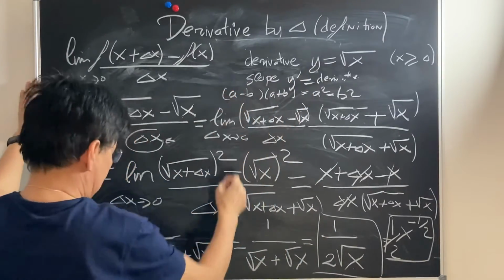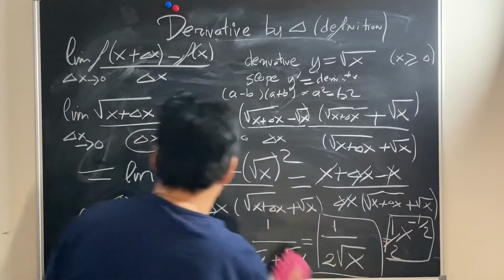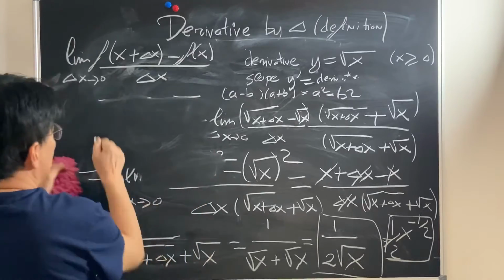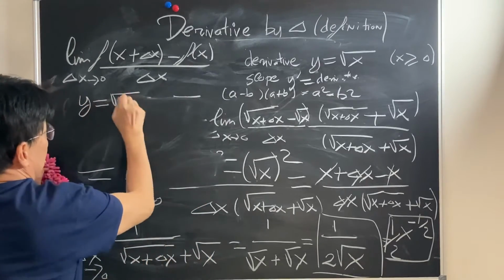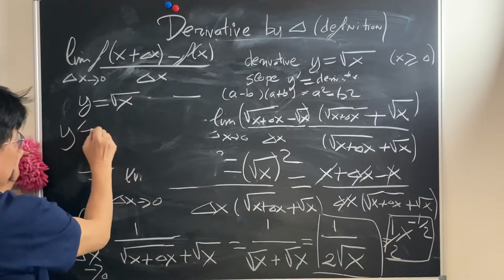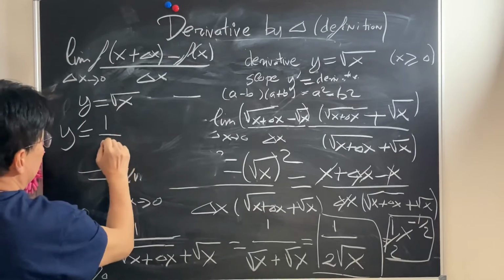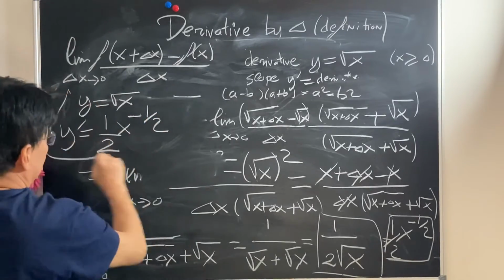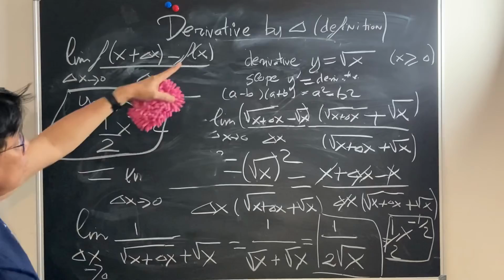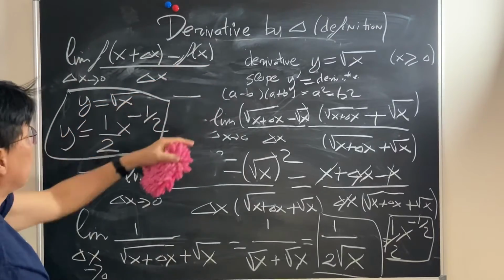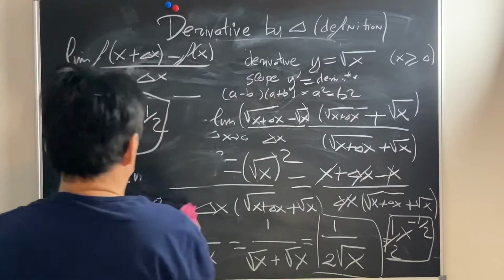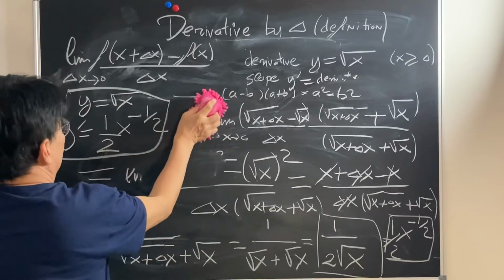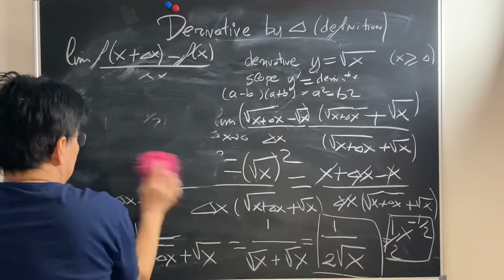Okay, so now we will find, y equals square root x. Take the derivative, y prime will be equal to 1/2 of x to the minus 1/2, using the delta method definition. It's very easy, right? Okay, let's find one more example.